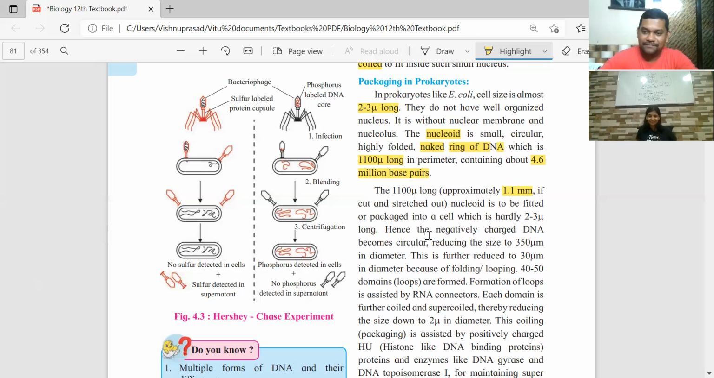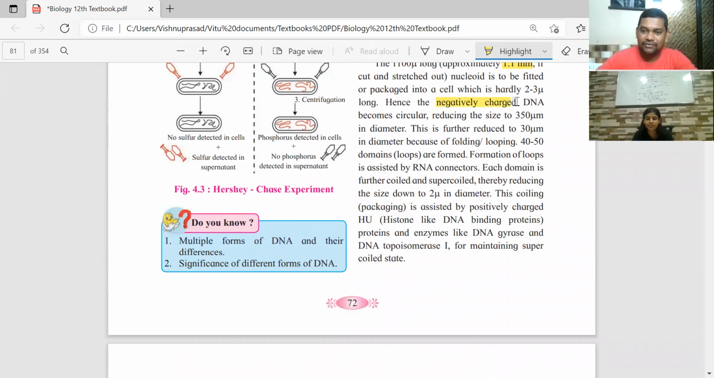So क्या करते हैं DNA? DNA is a negatively charged molecule. ये point याद रखना. The negative charge is because DNA में होता है phosphate. Phosphate is PO4 minus, a negative radical. So that gives the DNA a negative charge. तो ये जो negatively charged DNA है, it becomes a circular one in prokaryotes. गोल घूम जाता है, circular molecule बन जाता है, which reduces the size from 1100 micrometer to 350 micrometer in diameter.